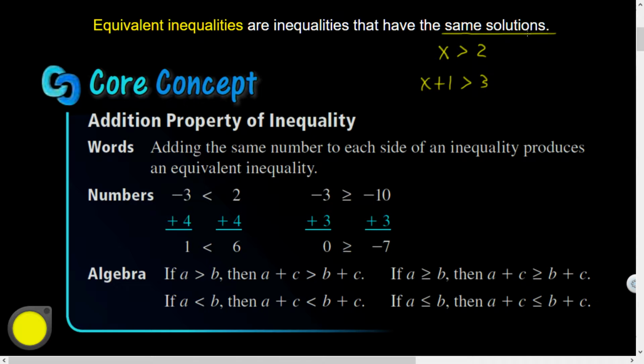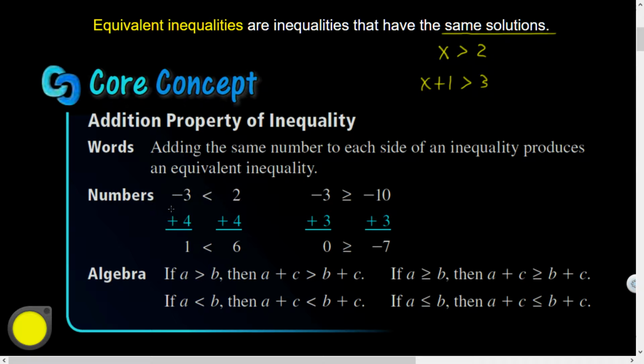Equivalent inequalities, same solutions. Here's the addition property of inequality. We already know the addition property of equality. This one is not much different. In fact, I would say it's nearly identical. It says adding the same number to each side of an inequality produces an equivalent inequality. It will have the same solutions if I add the same number to both sides of an inequality.